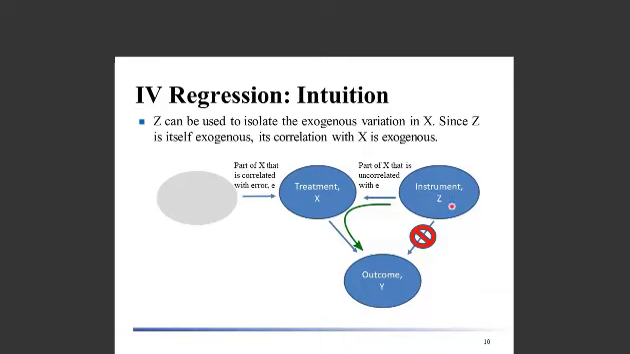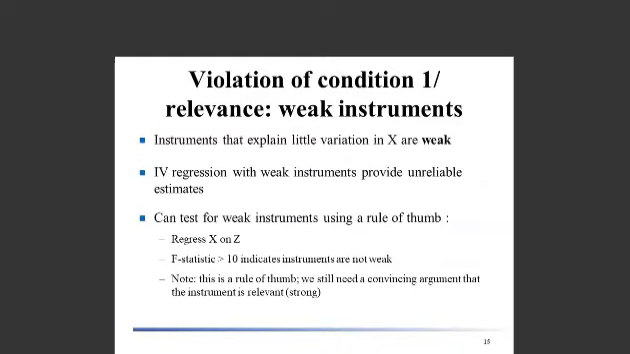Here, Z can be used to isolate the exogenous variation in X. Since Z itself is exogenous, its correlation with X is exogenous. So what we do here is to get the clean part of X, we use this correlation of Z and X, which is exogenous, and we use this clean component of X to study the impact of X on Y. So how do we do this?